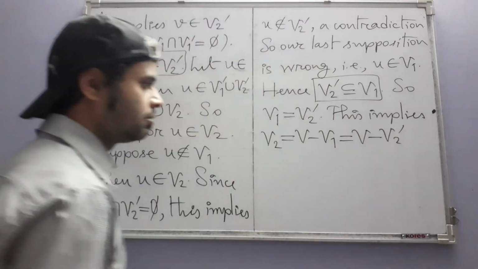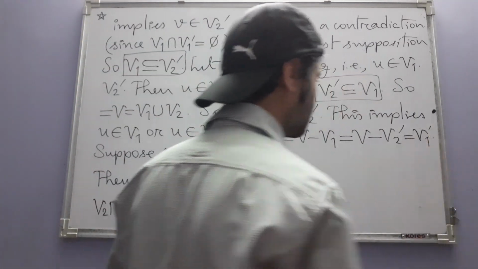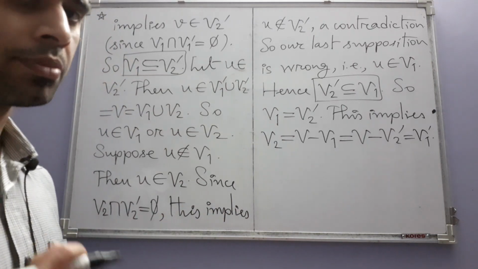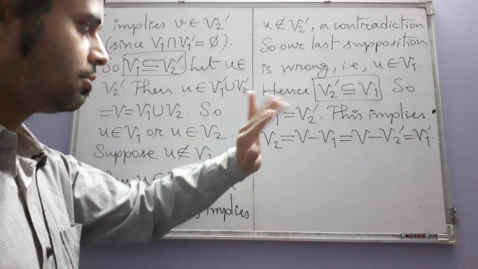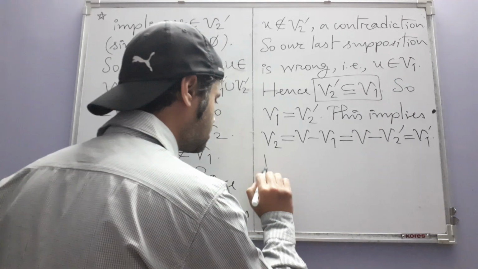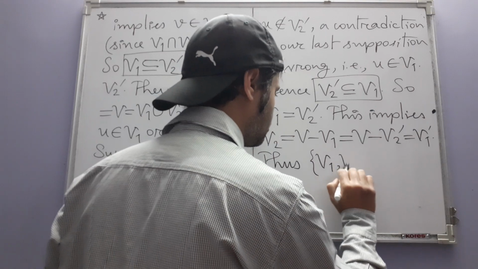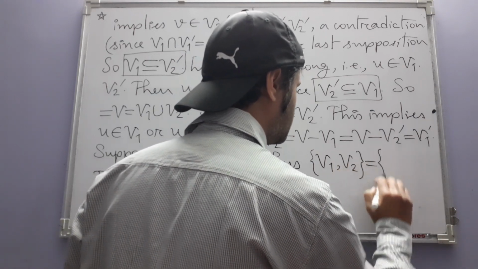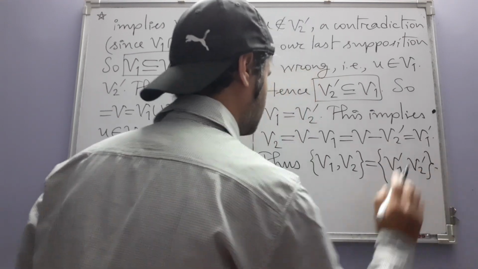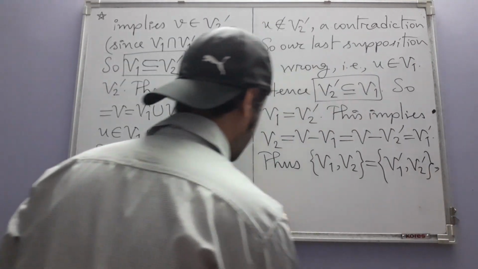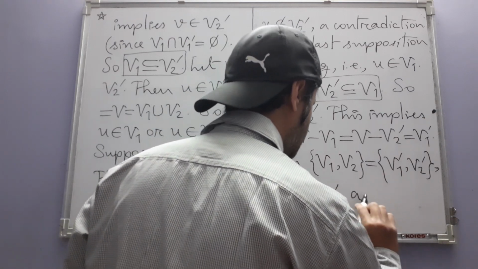But now that is V minus V2 prime, which is equal to V1 prime. Again, because V1 prime and V2 prime also form a partition of V. So we have proved that V1 is equal to V2 prime and V2 is equal to V1 prime. Thus, this is equal to this, i.e. D is equal to D prime, which itself is a contradiction.